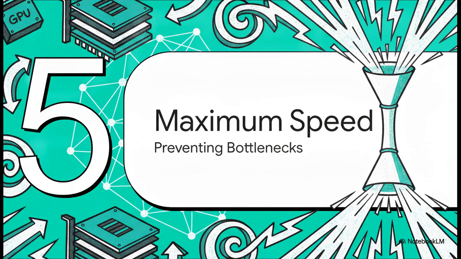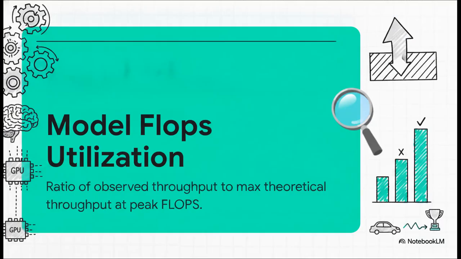But having huge GPUs isn't enough if you don't use them right, which brings us to Section 5, maximum speed and preventing bottlenecks. Now, what's really interesting about this is how they measure efficiency. To understand optimization, we've got to define a core metric, model flops utilization, or MFU. In plain English, this is basically just how much of your hardware's theoretical maximum power you are actually using.